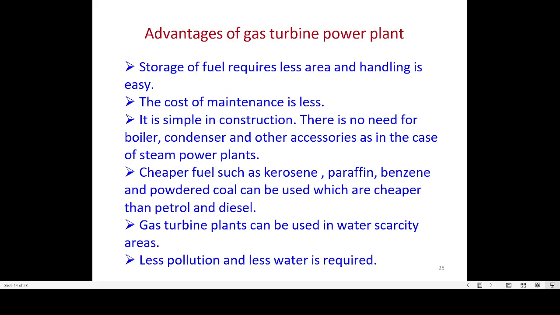Gas turbine power plants can be easily installed. They can be more popular in areas having water scarcity, because in the thermal power plant we have seen that we require a tremendous amount of water for generating the steam. We require a lot of water for the condensation of the steam in the condenser. Such things are not required for the operation of the gas turbine power plant. The pollution caused by the gas turbine power plant is substantially less as compared to that of the steam turbine power plant, and obviously less water is required.